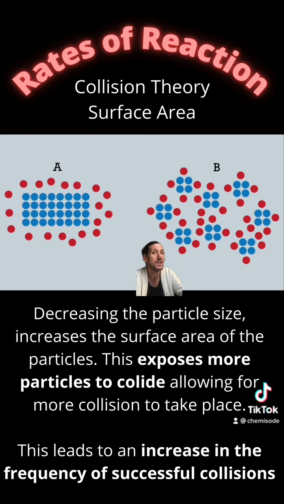Thus, we have more frequent collisions because there are more particles exposed to collide. So by exposing more particles to collisions, we're allowing more collisions to take place. What this does is it leads to an increase in the frequency of successful collisions. Hence, our rate of reaction has increased.